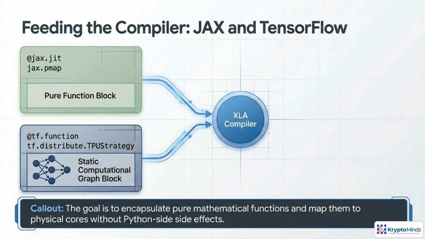To get good performance on TPUs, both JAX and TensorFlow try to feed XLA clean, self-contained chunks of math. In JAX, decorators like JIT or PMAP take a pure Python function, capture its array operations, and hand that computation graph to XLA. In TensorFlow, tf.function and TPU strategies play the same role. They trace your code into a static computational graph. The common goal is to isolate side-effect-free tensor computations, so XLA can aggressively optimize and map them onto TPU cores.